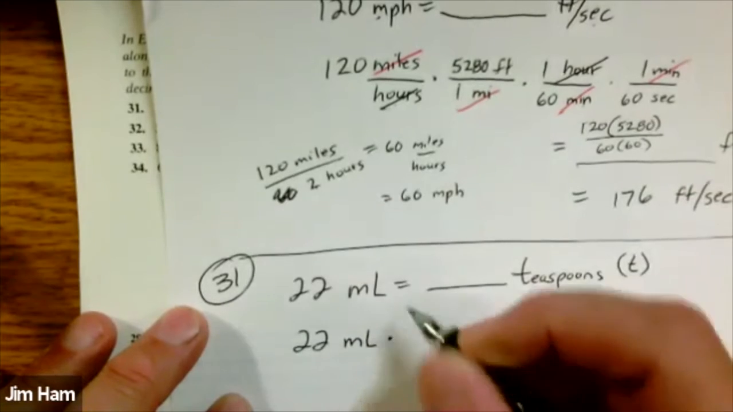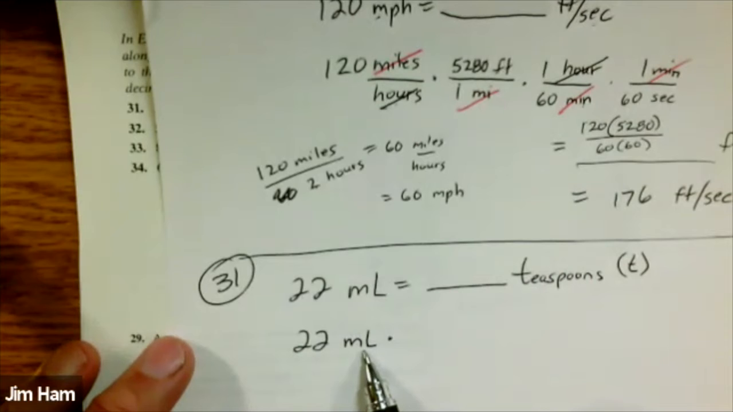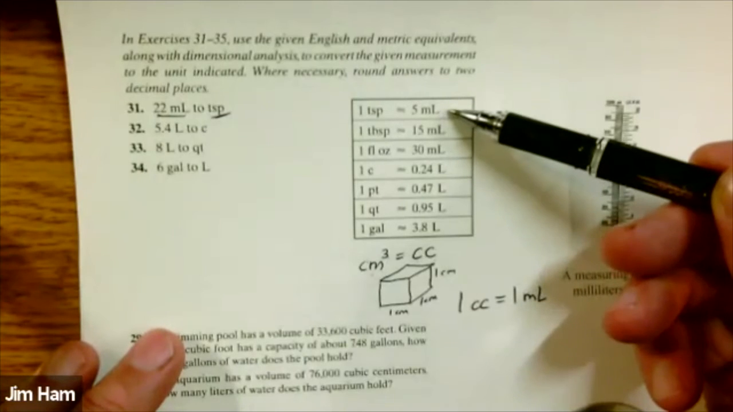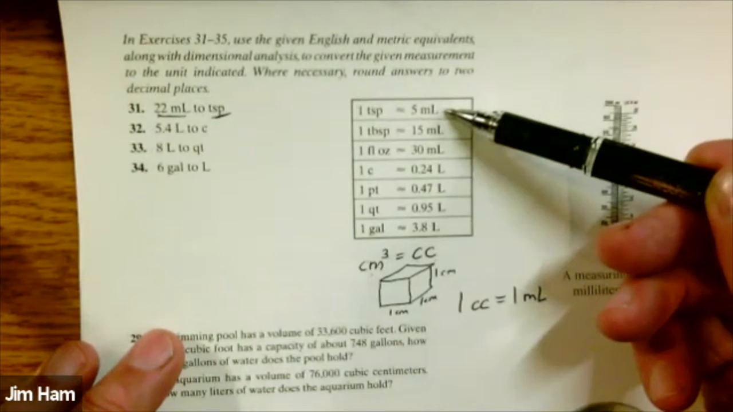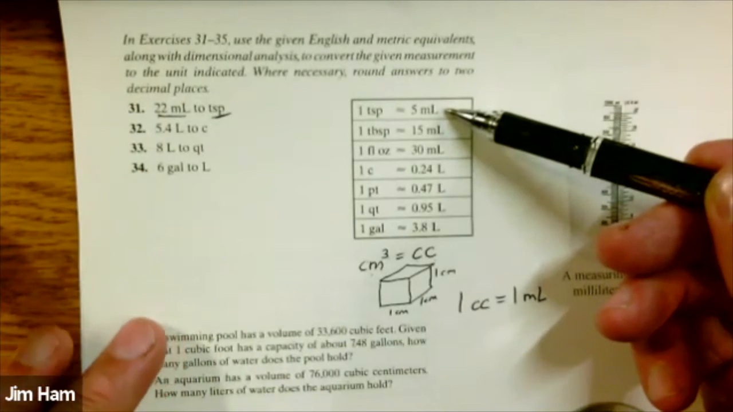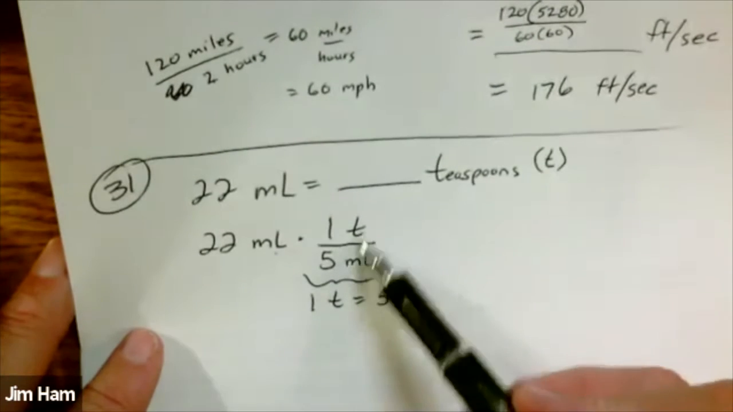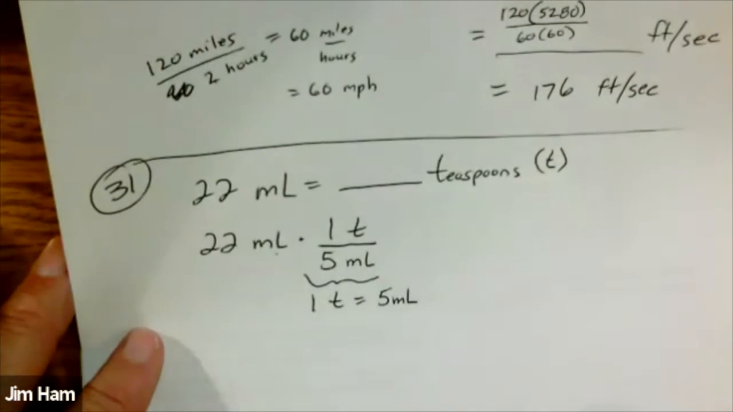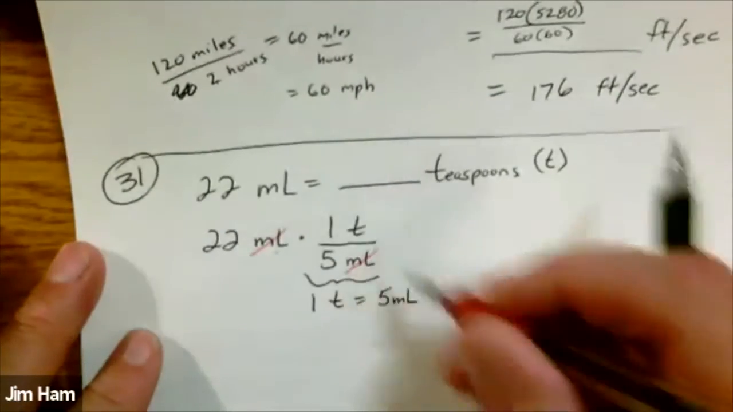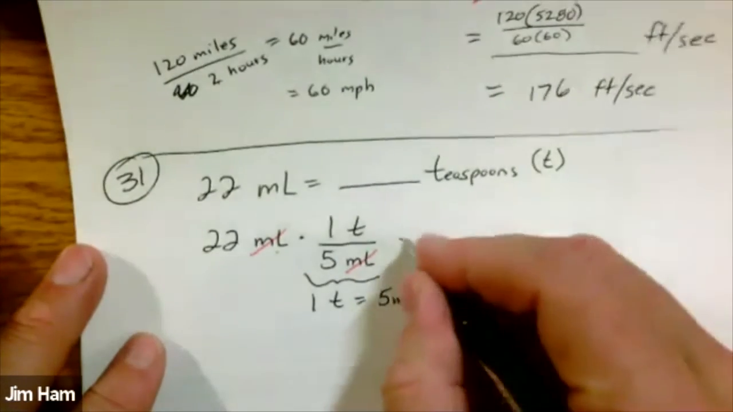So as before, we're going to look for a conversion that converts from milliliters to teaspoons. And there you see it, the very first one. One teaspoon is equal to 5 milliliters. We're going to use this conversion. We're going to write it as a fraction so that we can cancel out the unit we don't want, and the unit that we do want remains.